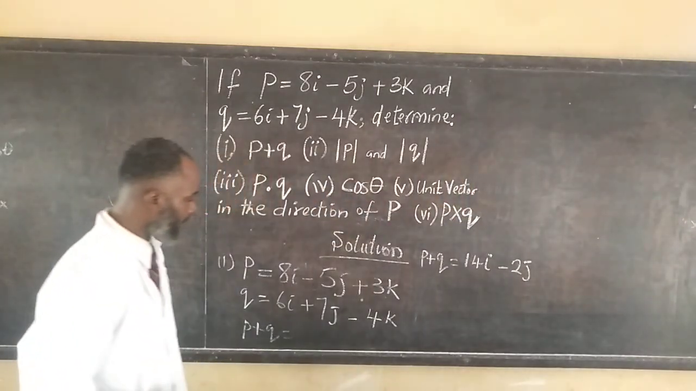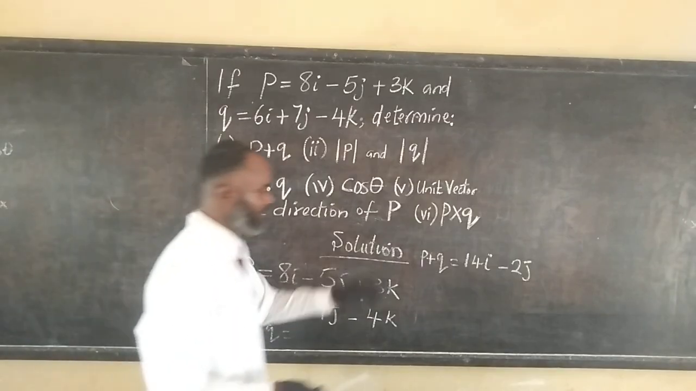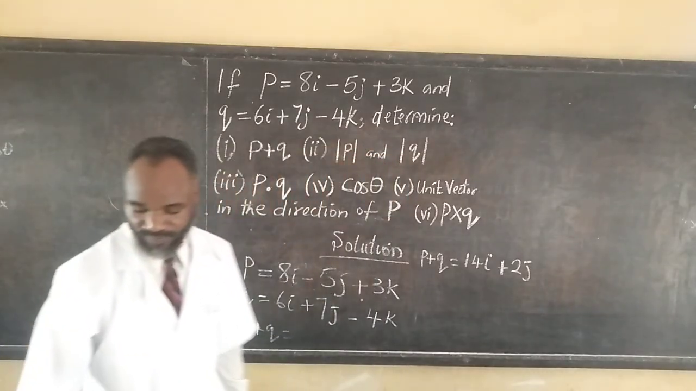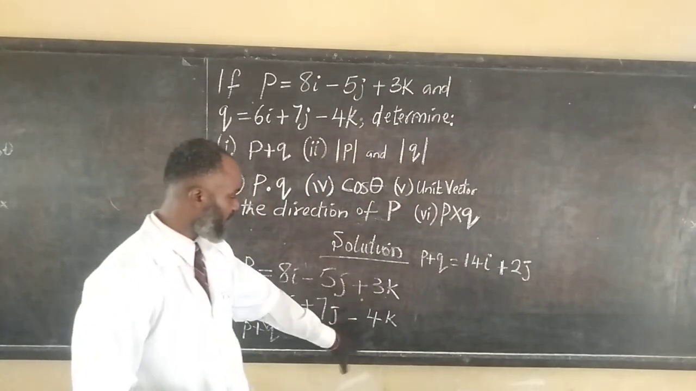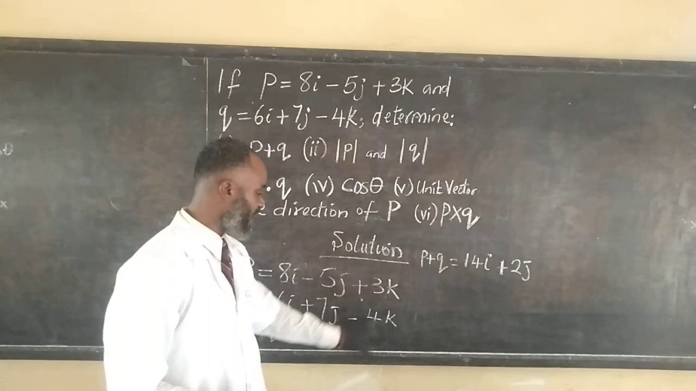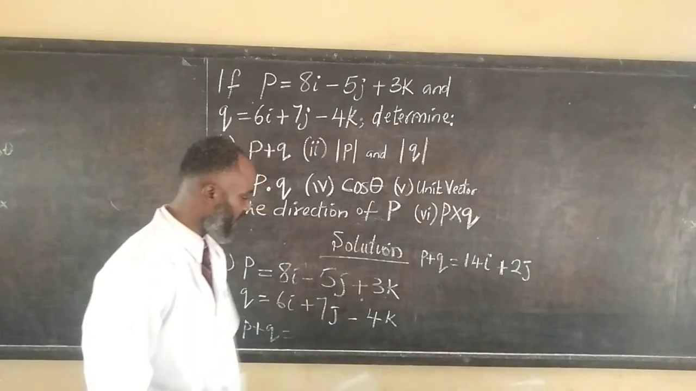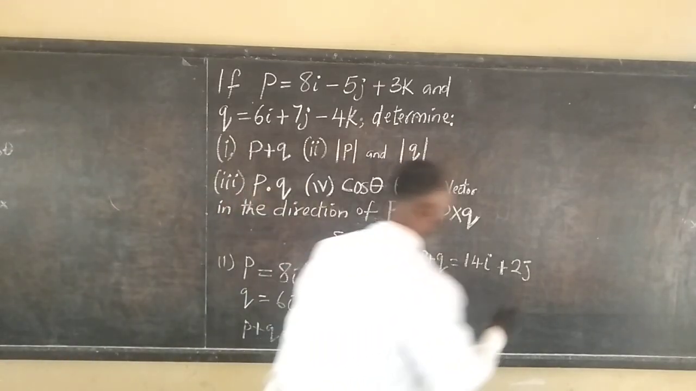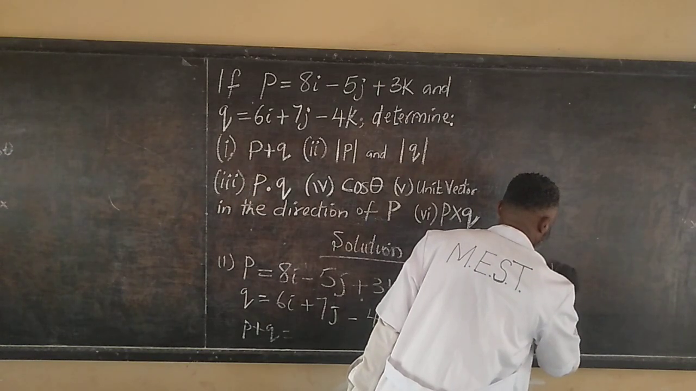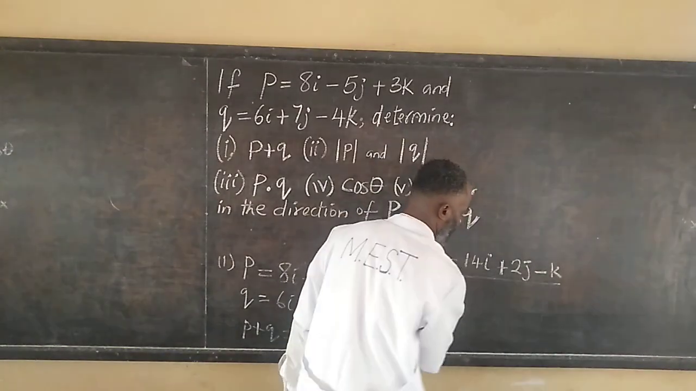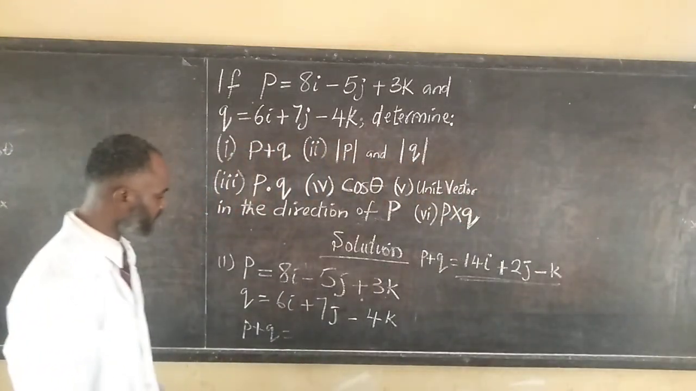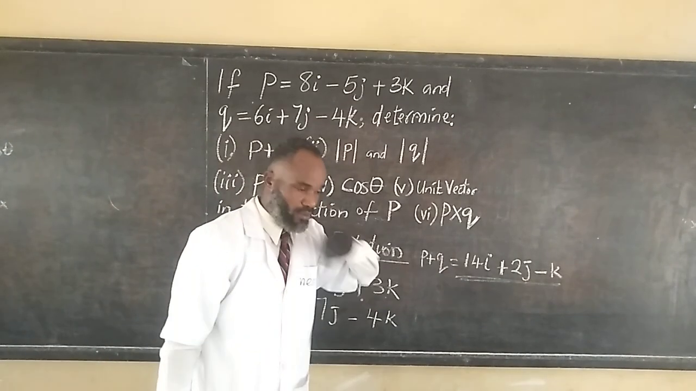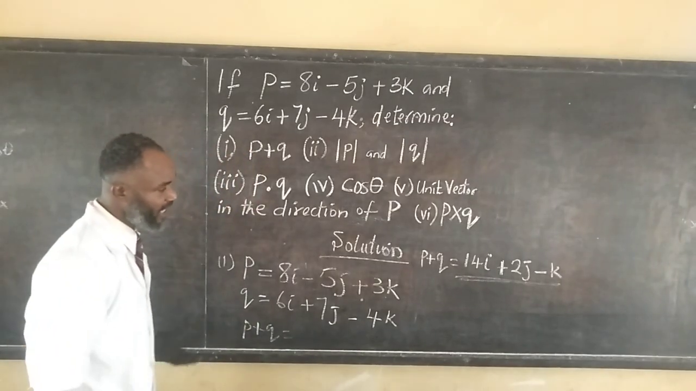Okay, minus plus, so that should be plus 2J. That's the second term. Then the third term has to do with K. 3K minus 4K is going to be minus K. Good. So this question, P plus Q, is solved. That's the answer.